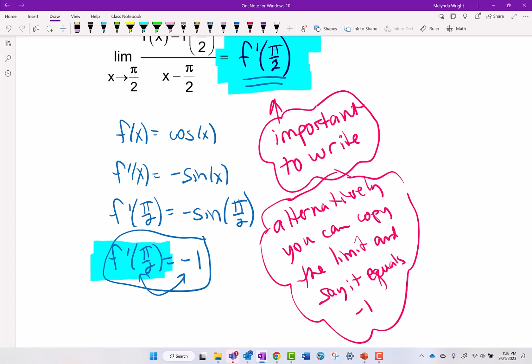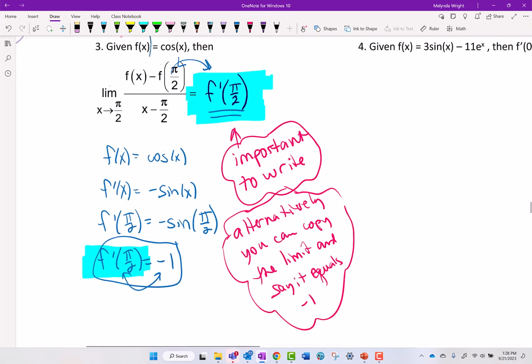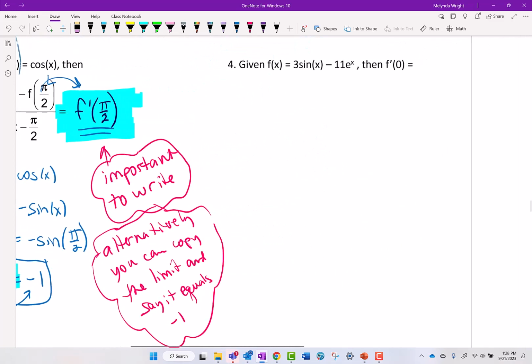By writing this, we are telling whoever's reading our work that we're going to branch off. We're going to pull out the function, take the derivative, and stick a pi over 2 in it. That's what we're telling someone in our work. Okay? All right, number 4.